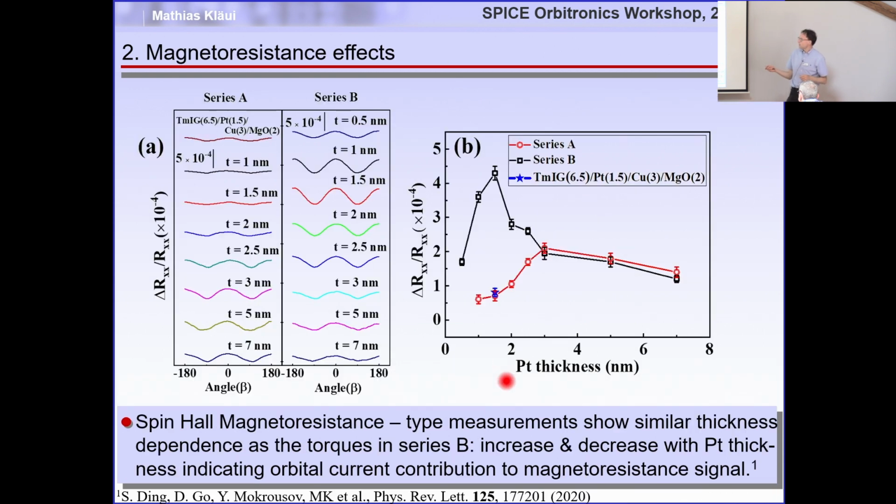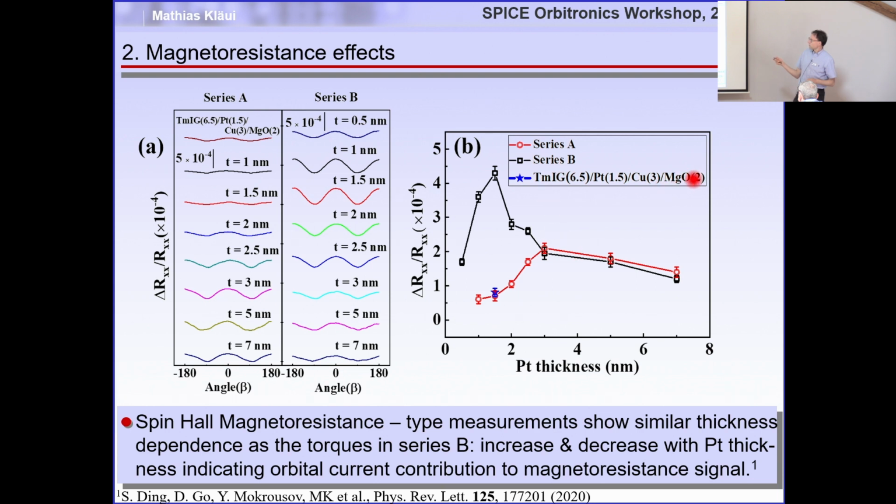What is also nice about these iron garnets is they typically have nice spin Hall magnetoresistance effects. We measured the spin Hall magnetoresistance in the system, and we also found this peak at something like 1-something nanometers of platinum thickness. Here, series A is without the copper oxide, and we see a typical increase and then decrease just because you get shunting. In series B, with the copper oxide on top, you have this huge 16-fold increase, and then the reduction as you get more shunting.